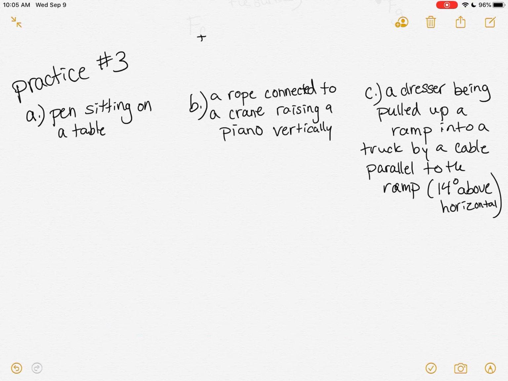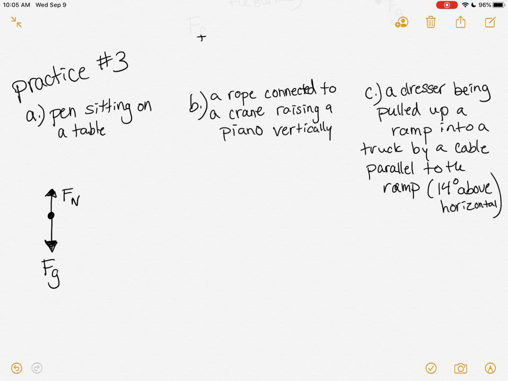Okay, so our pen sitting on a table, we're going to have a force of gravity because everything has a force of gravity acting upon it. And then we're also going to have a normal force. That's the force of the table pushing up on the pen. Since the pen is just sitting there, it's not moving, that means we have no applied force.